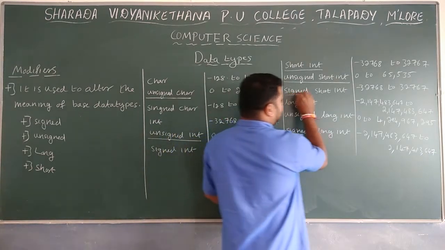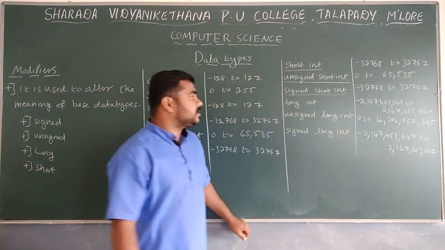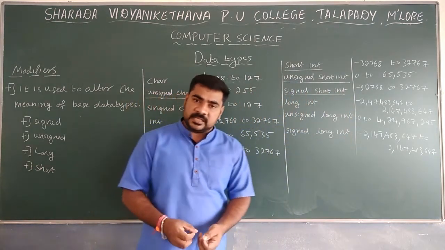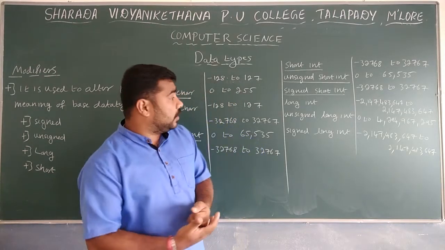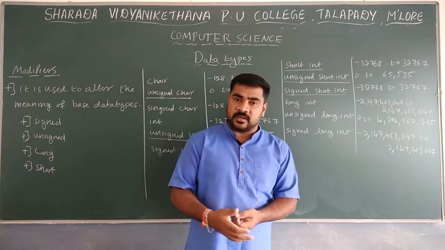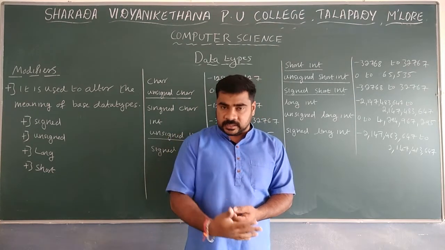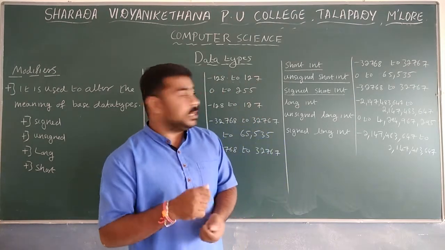Next one is signed short int. Signed short int means sign is there, so you can use negative and also positive values. So the range will be minus 32,768 to 32,767. That will be the range.